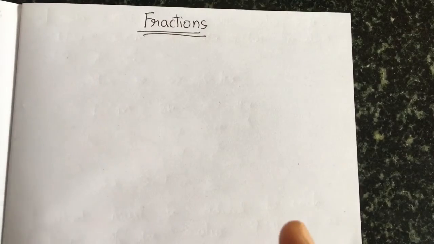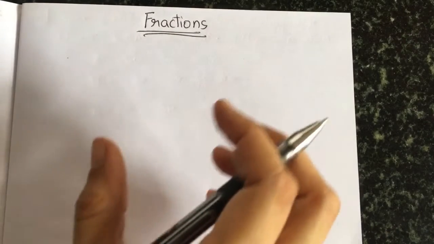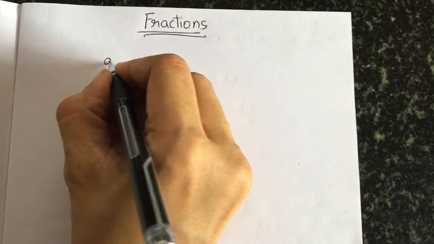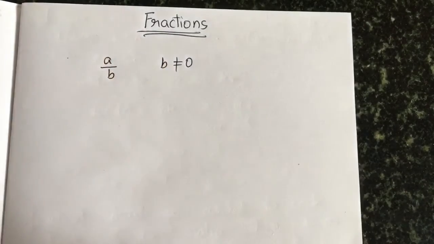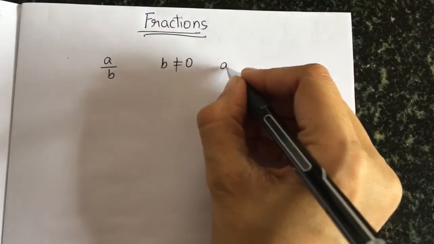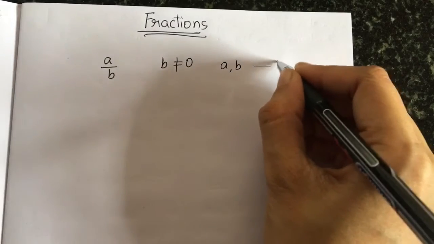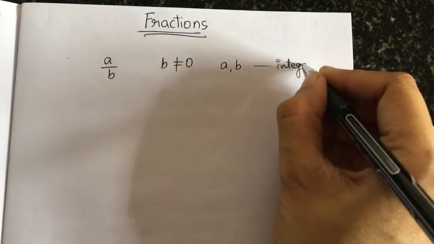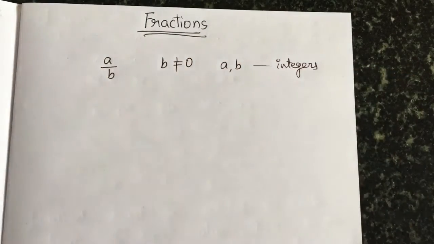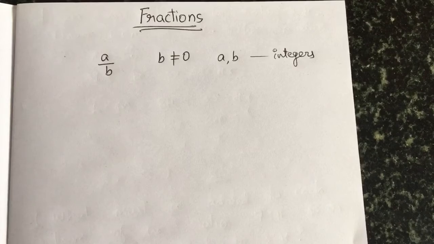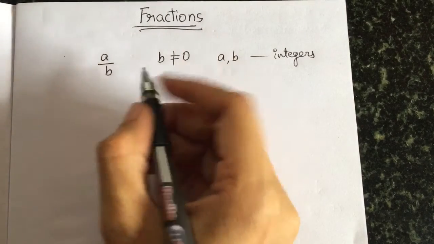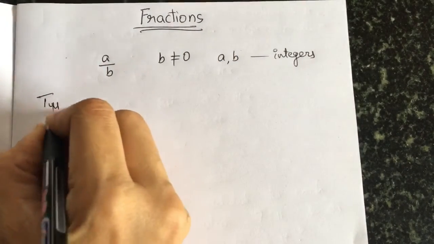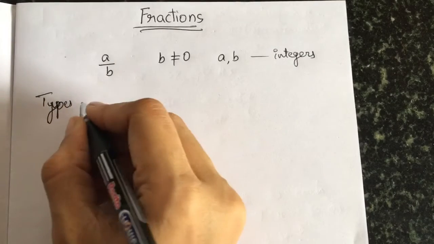A fraction is a number which is expressed in the form a by b, where b is not equal to 0. In fact, this a and b are integers. A is the numerator and b is the denominator. There are many types of fractions.